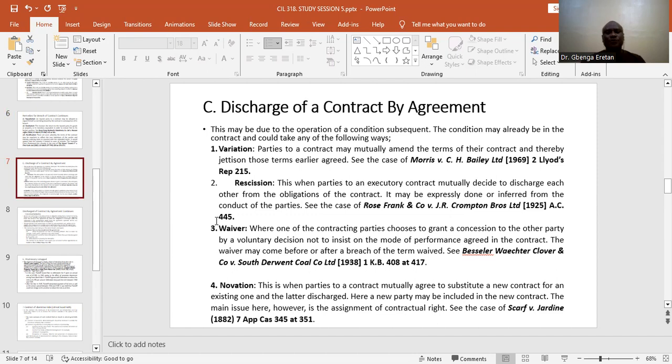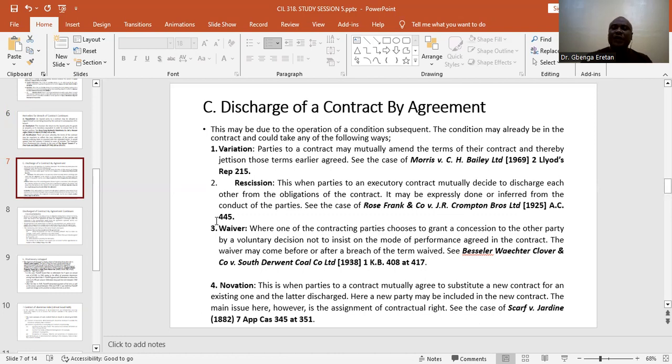Then we now move on to the discharge of a contract by agreement. When you talk about contract, all contracts are agreements, but not all agreements are contracts. This agreement may be contained in the document of contract as available to parties. So when parties come together and agree on a particular term, it is binding on them.